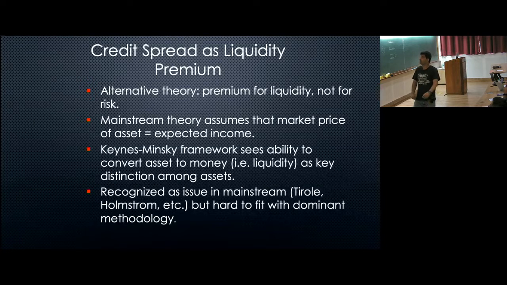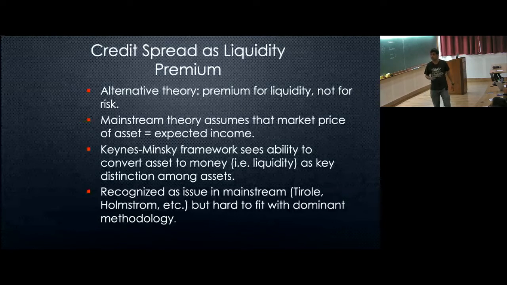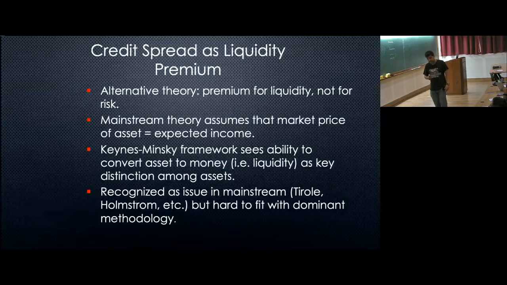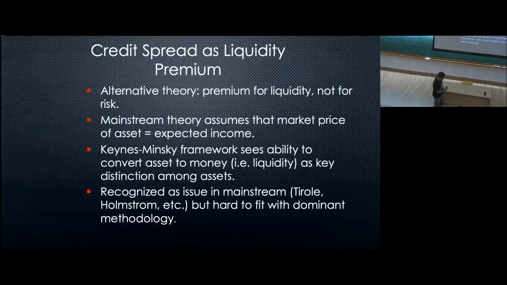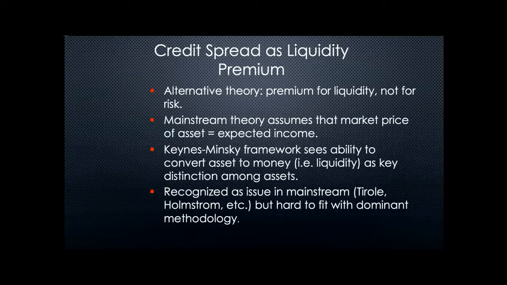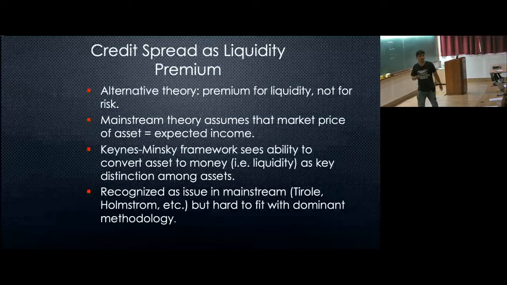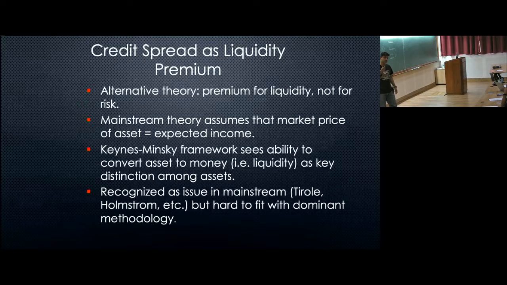The mainstream theory assumes that the price of the asset is equal to its expected income, but Keynes, and following him, Hyman Minsky, a very famous financial economist, argued that the most important ability that very often financial firms require is the ability to translate an asset into money. That's liquidity, right? And that's the key distinction among assets. The reason why treasury bonds actually trade lower is not that they're less risky, but that they're much more liquid. And that's a separate sort of argument that we want to actually address.